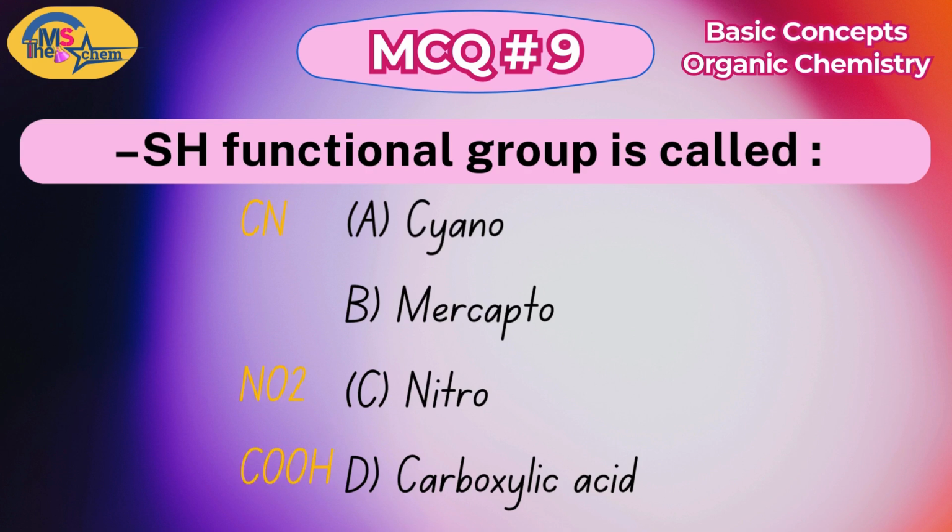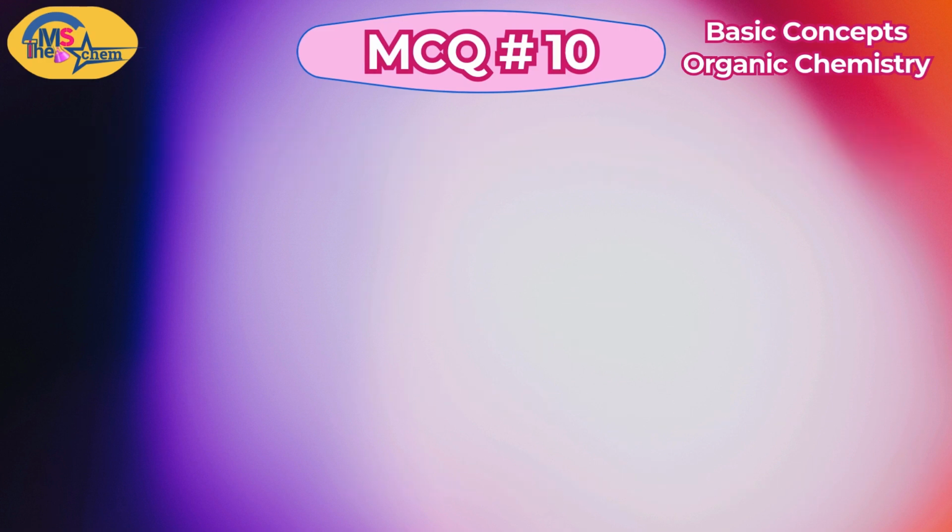As we know that in cyano there is the C triple bond N group, but in nitro there is the NO2 group, and in carboxylic acid, C double bond O, OH. So SH group is not belonging to option A, C and D. So the option B, mercapto, is the true answer to this question.